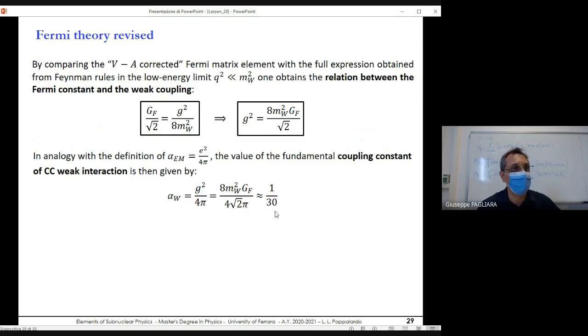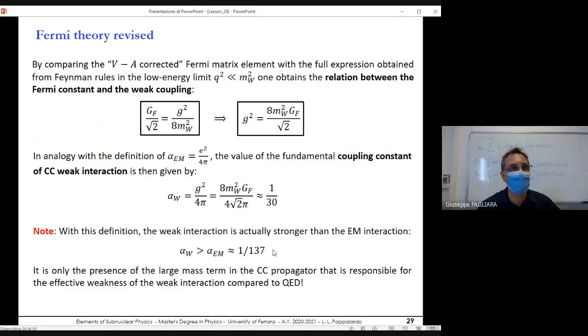So it is much larger than the QED coupling alpha, right? Alpha is 1 over 137. So the question is, it is a weak interaction, is it stronger than QED, who knows? The coupling is indeed stronger. So intrinsically, the weak interaction is stronger than the electromagnetic interaction. It is only the presence of the large mass term in the propagator that is responsible for the effective weakness of the weak interaction. But the coupling constant is larger than the one of the electromagnetic interaction.